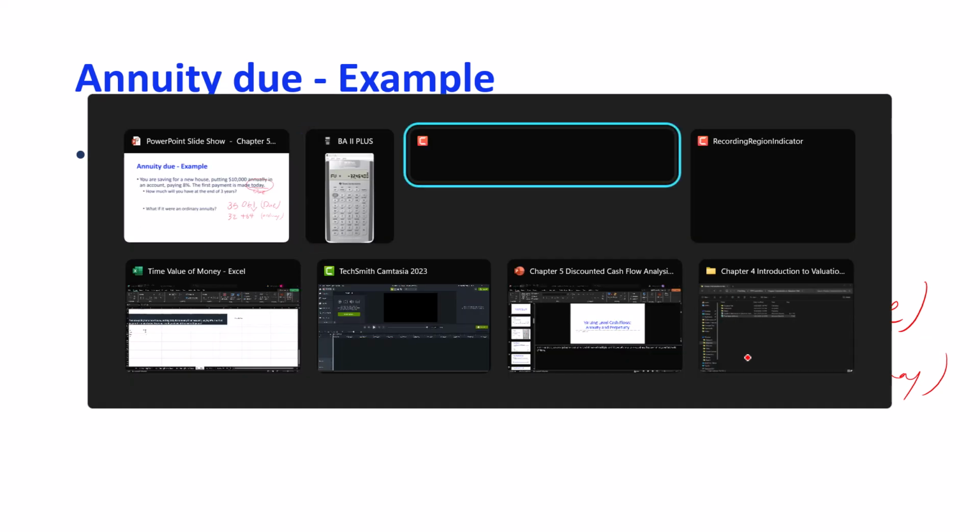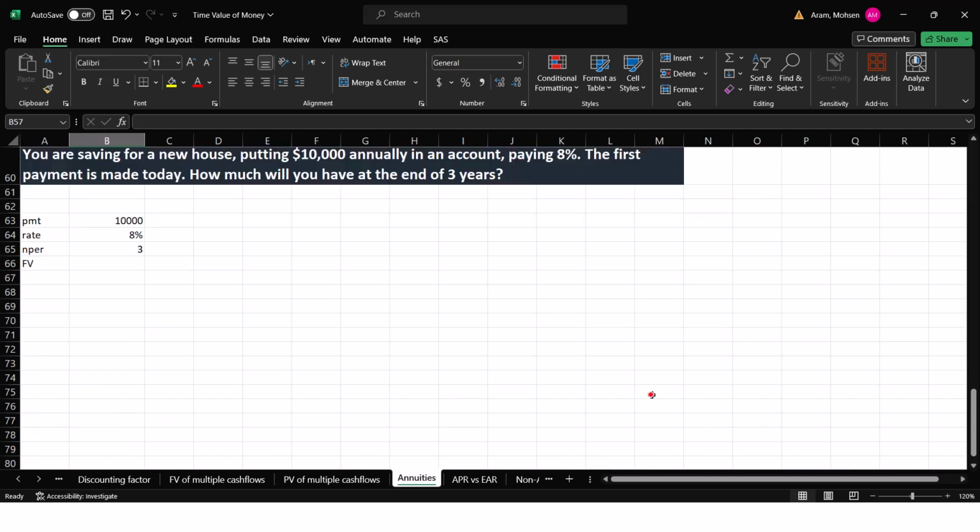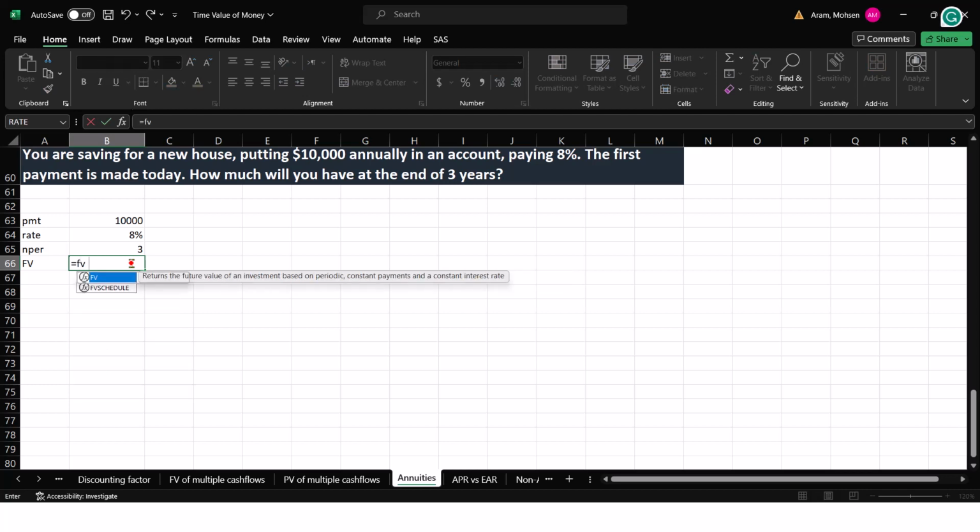So let's just do the same thing in Excel. Let me just make it a little bit bigger. We are trying to solve for the future value. So the rate is 8% for 3 periods, and the payment is $10,000. We don't have any present value. If you remember, so far we ignored this type element. But for the annuity due, we need to include this, right?